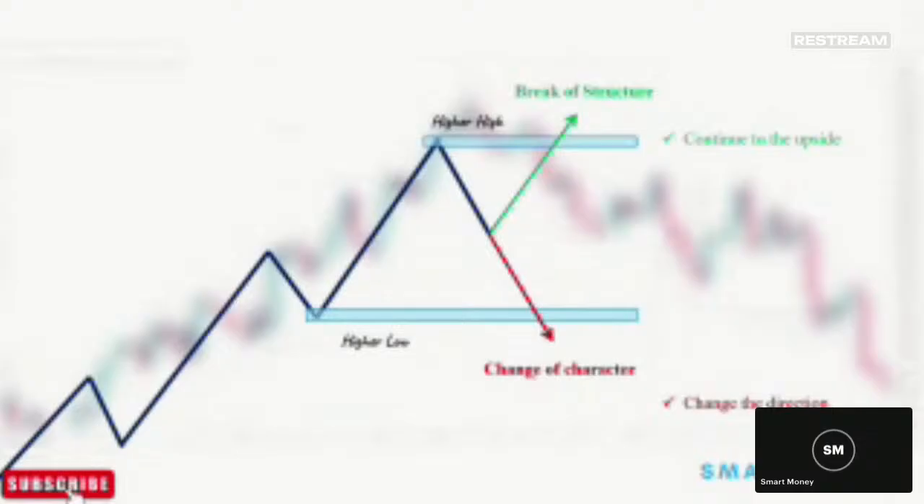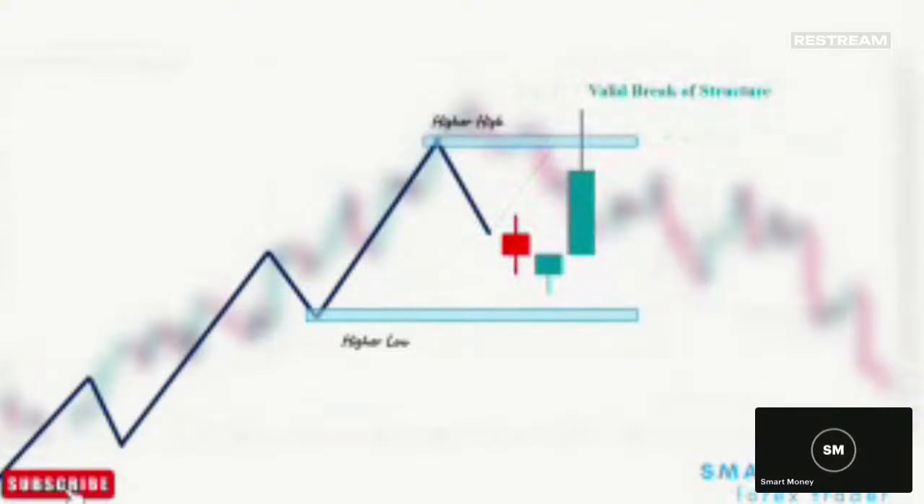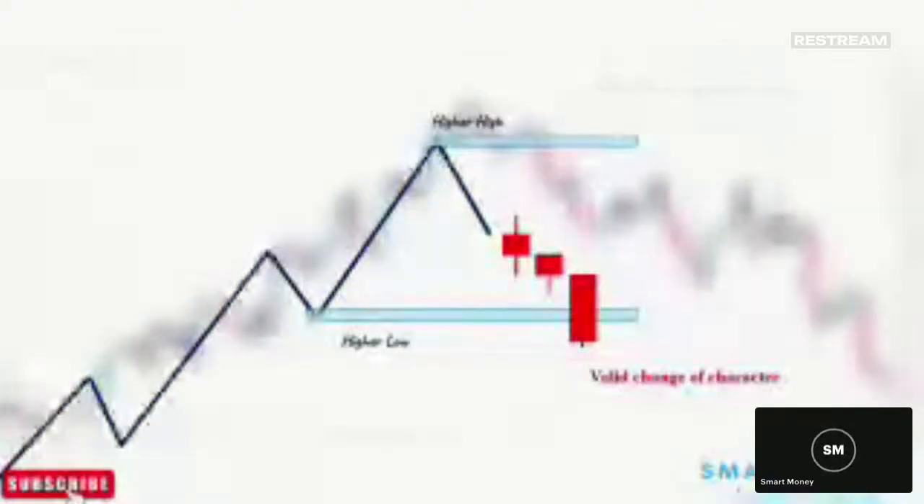The key point is that a break of structure is valid even if a shadow breaks above the previous structure level. But for a change of character, we certainly need a candlestick to break and close below the previous market structure.